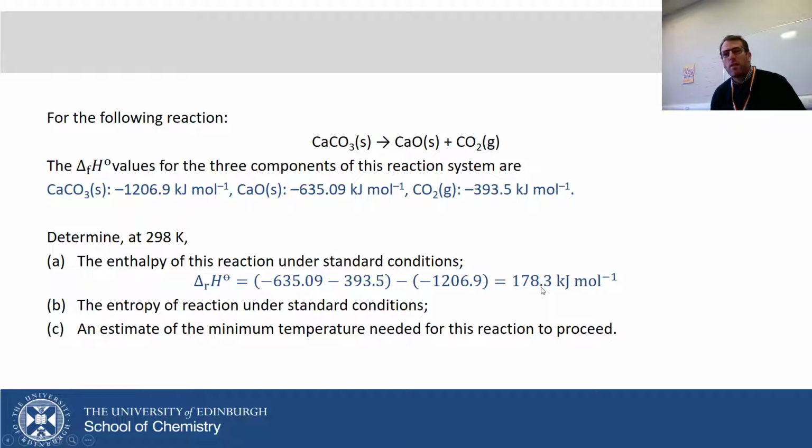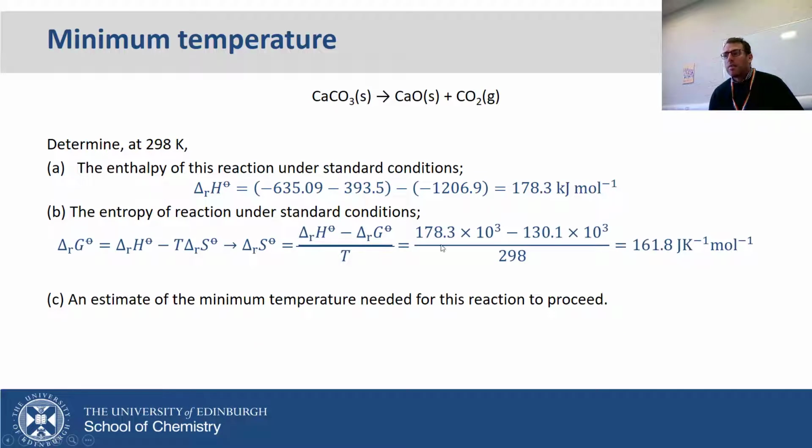So we can see where a large positive Gibbs free energy is coming from. For the entropy of reaction, we calculated on the previous slide that the Gibbs free energy was 130 kilojoules. So if I rearrange my Gibbs formula, that gives me delta S as delta H minus delta G over T. That gives me an entropy value of 162 joules per Kelvin per mole. And again, if we look at our reaction, we're forming one gas. If we remember standard molar entropies, forming one gas tends to be in the hundreds of joules per Kelvin per mole range. So that value makes sense.